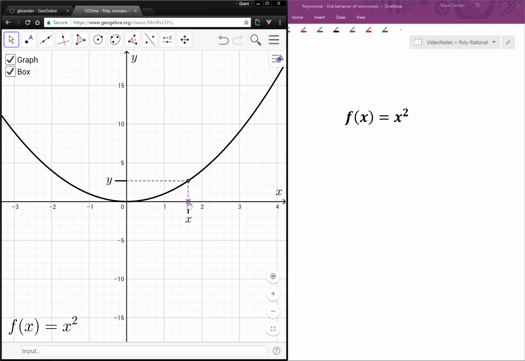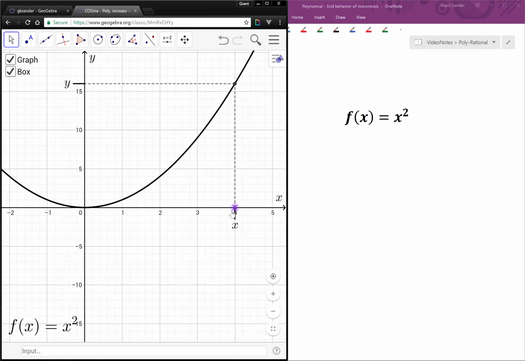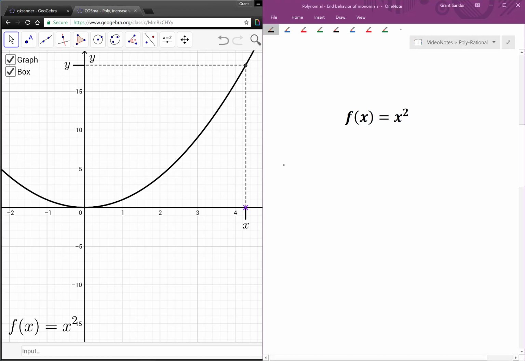Now, if we let x increase without bound, and we imagine taking x further and further to the right, notice that the value of y is increasing and increasing. So as x increases without bound, f of x, or y, is also going to increase without bound. So we could write that using our notation as x increases without bound, f of x also increases without bound.